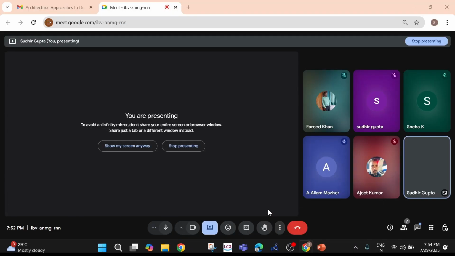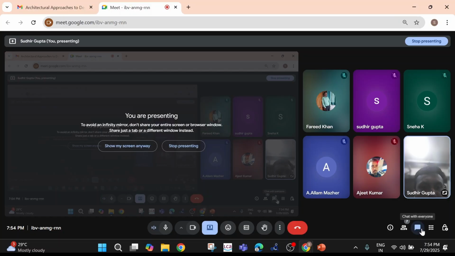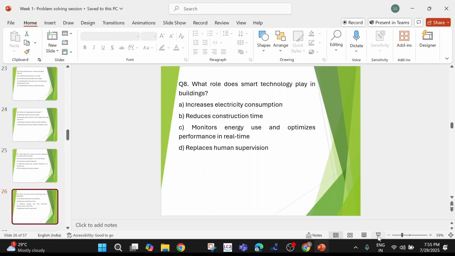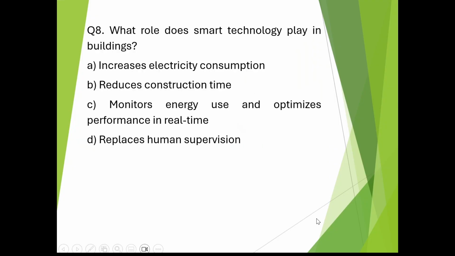Let's see how many of you have answered it till now. Okay, C. Most of you have opted for option C, as I can see, and C is the correct answer for this question. Question number 8.